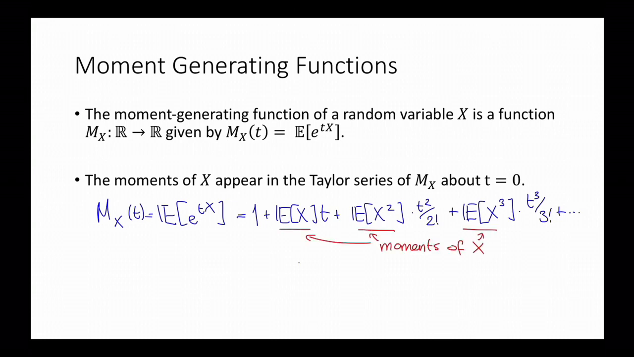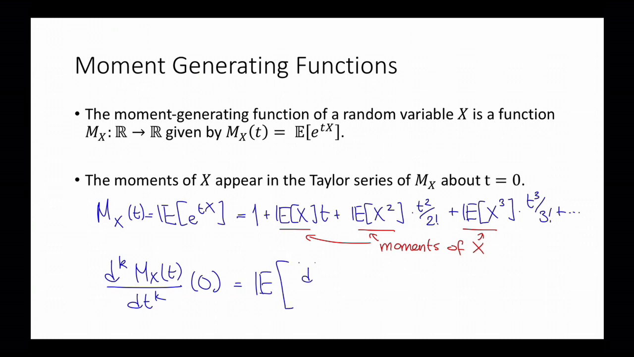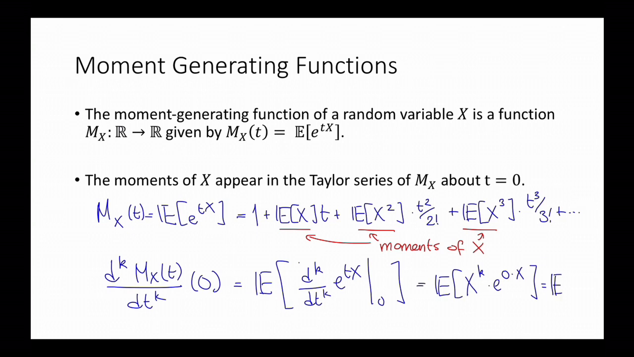We can also see this by taking the kth derivative of M_X(t) and evaluating it at 0. In this case, it turns out to be legit to switch the order of the expectation and the derivative, so we get the expected value of the kth derivative of e to the tX, evaluated at 0, which is just equal to the expected value of X to the k times e to the 0 times X, also known as the expected value of X to the k. So this is why the function M_X is called moment generating.